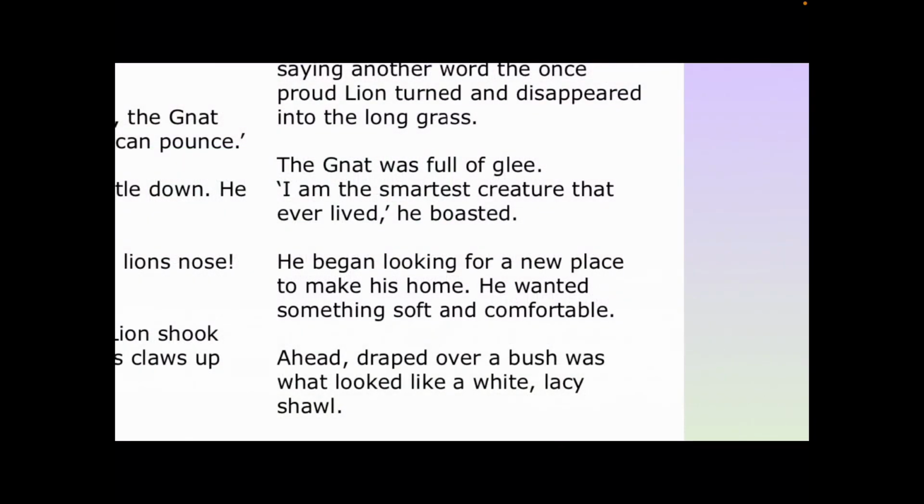If we keep scanning the text, I can see the word comfortable here, so let's home in on that paragraph. He began looking for a new place to make his home. He wanted something soft and comfortable. So in this part of the story, he's just recently beaten the lion and declared himself the king of the beasts. And the first thing that the gnat tries to do is to go and find a bed and go to sleep. So he clearly likes his sleep.